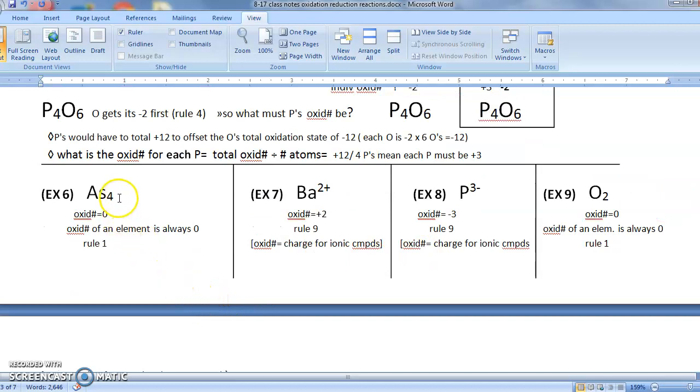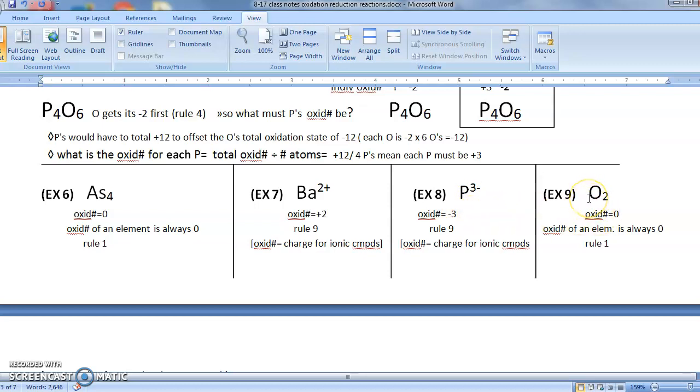Here are some quick examples. What's the oxidation number of As4? Well, this is elemental arsenic. Arsenic has only arsenics with it, so its oxidation number is 0. We're just following rule number 1. What's the oxidation number of barium ion, Ba2+? Well, it has a charge of 2+, so the oxidation number of barium would have to be +2. How about the phosphide ion, P3-? Well, it has a charge of 3-, so the oxidation number would be -3.